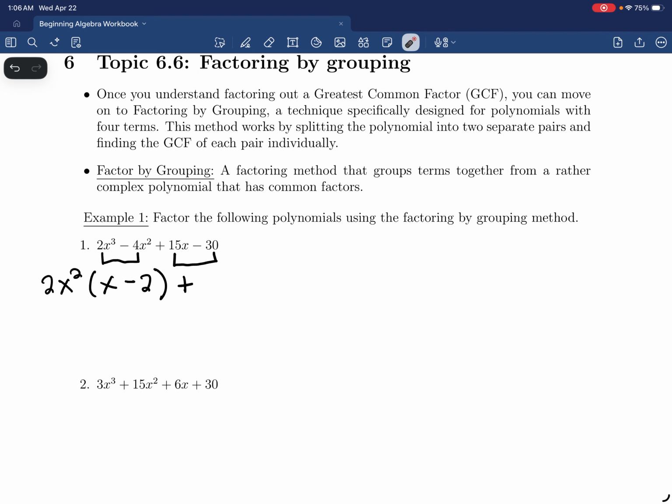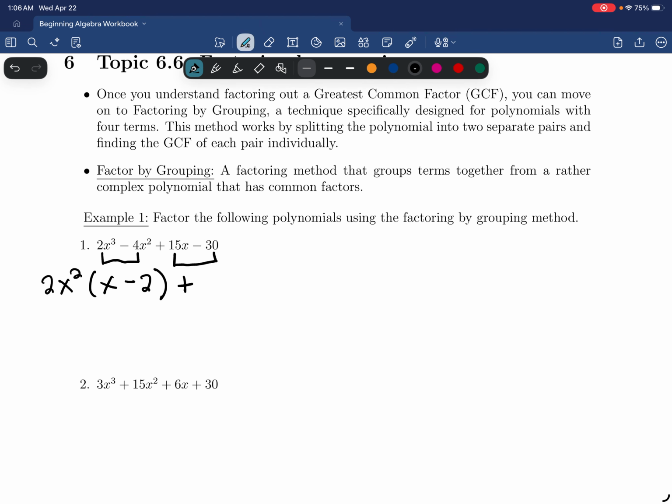And now I'm going to add the second part. So we're going to do the same exact process. So we're going to have to figure out what is the greatest common factor of these 2 terms here. And because this constant here doesn't have an x, we're only going to be factoring out 15. And when we do that, we get x minus 2 here.